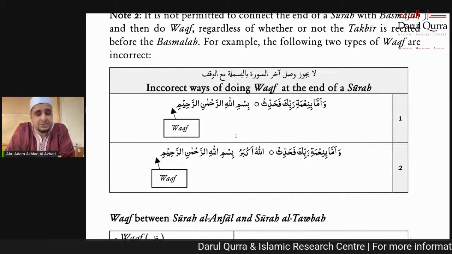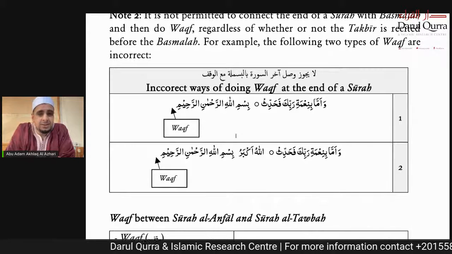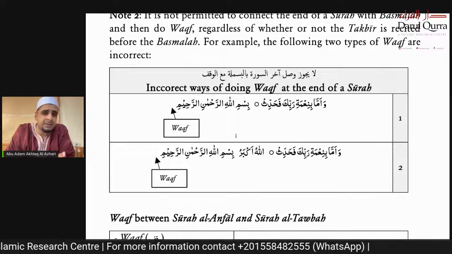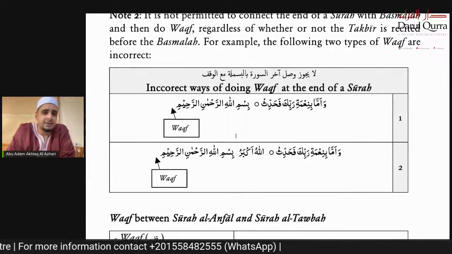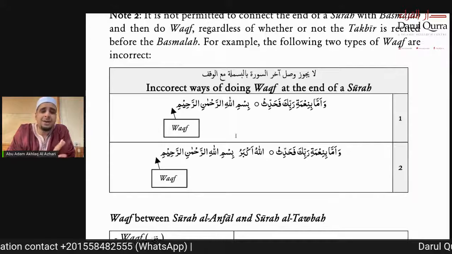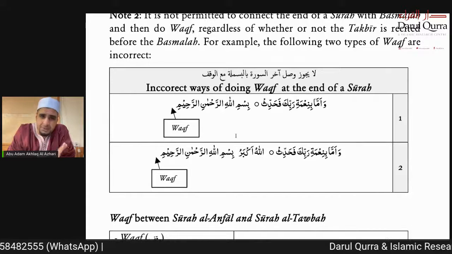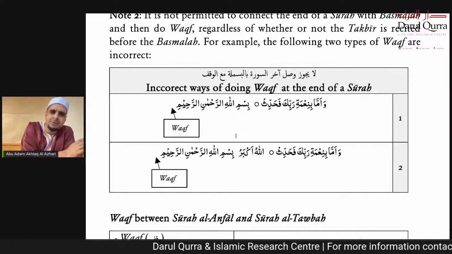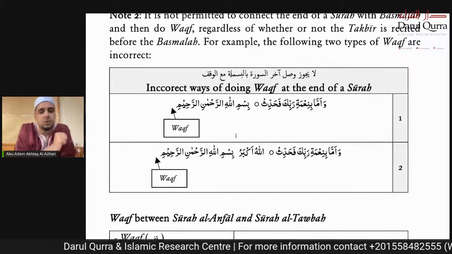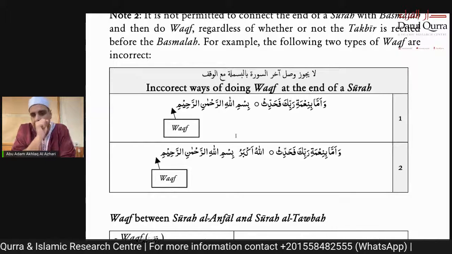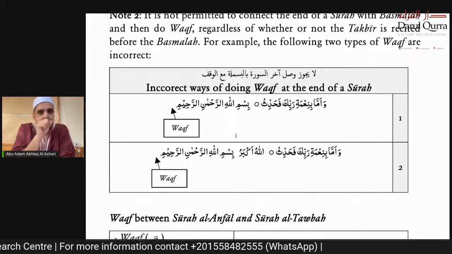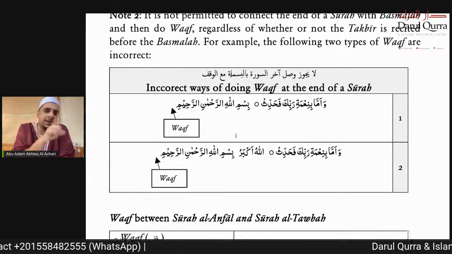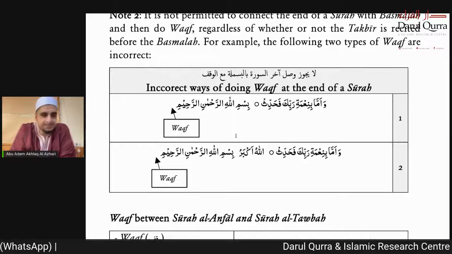For example, you're finishing your recitation. Yeah? So you recite, وَأَمَّا بِنِعْمَةِ رَبِّكَ فَحَدِّثْ بِسْمِ اللَّهِ الرَّحْمَنِ الرَّحِيمِ صَدَقَ اللَّهُ الْعَظِيمِ. No, that would be incorrect. So you can't stop on basmala, and you can't join it with the previous surah and stop as well. Inshallah.